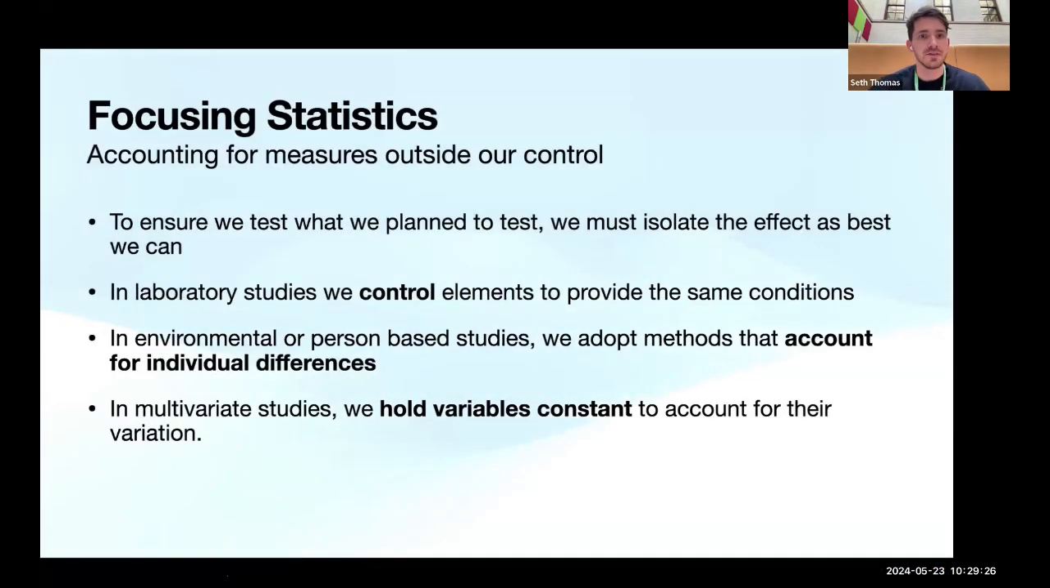To ensure that we test what we want to test, we need to isolate its effect as best we can. In laboratory studies, we have what we call control variables, where we make sure that we provide the same conditions. In environmental studies or person-based studies, we have to use specific statistical methods that help us account for differences between people. In multivariate studies, like the ones I talked about at the beginning, when I was looking at the effect of the COVID pandemic on different groups of people, we have to hold different variables constant to account for their variation.